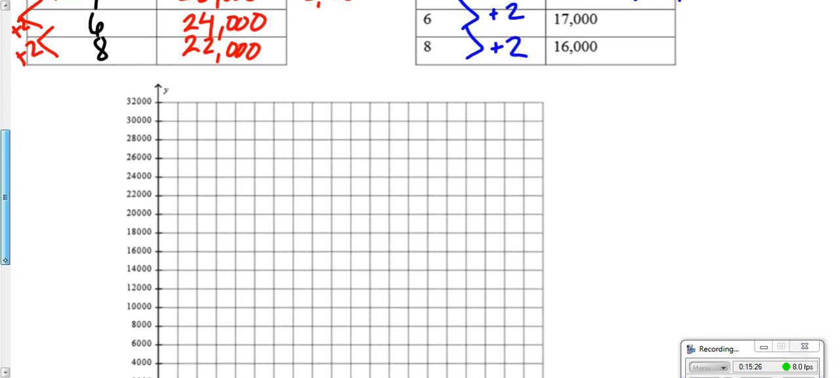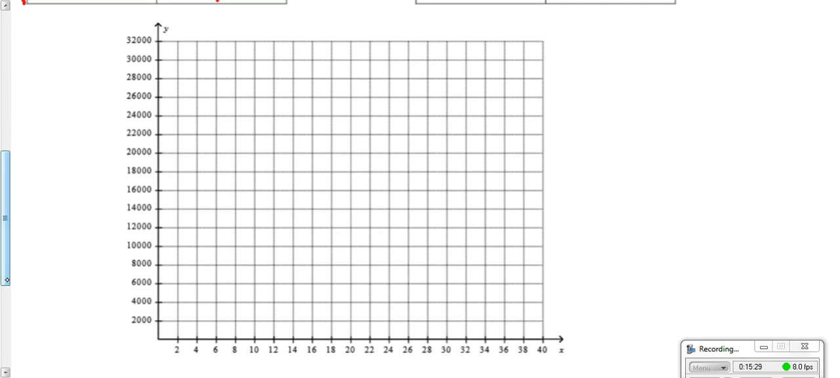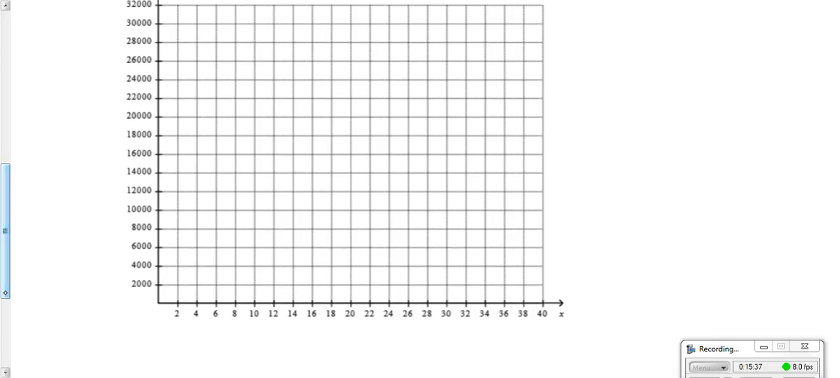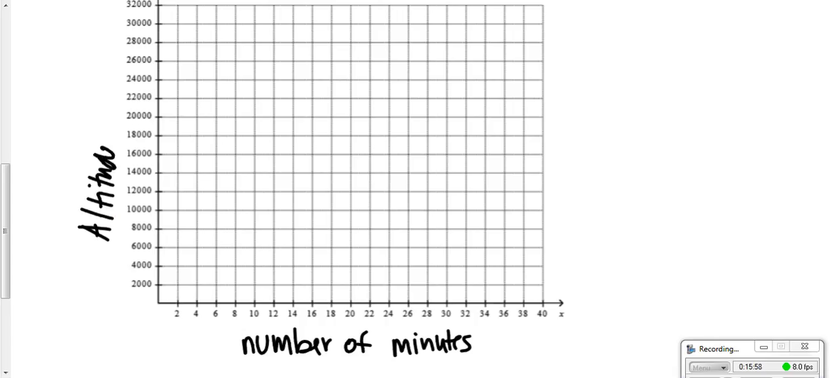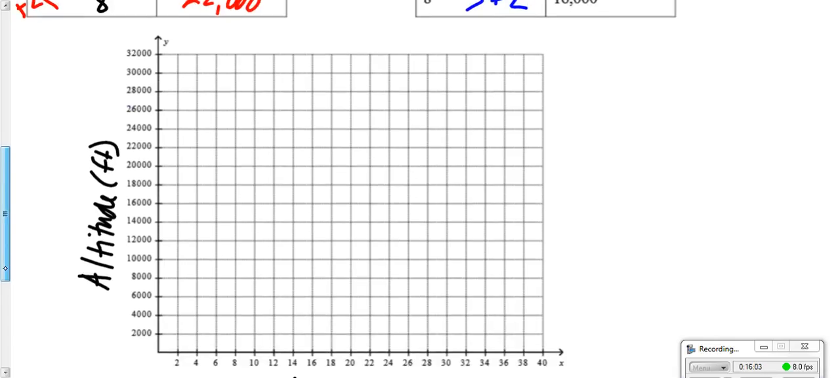Okay, so to jump down to the graph, the first thing we're going to do is label our axes. And so to start with my x-axis, we can use that table to help us, where it is the number of minutes. And my y-axis is my altitude in feet. There we go. Okay, and then go ahead, plot your points and graph this.